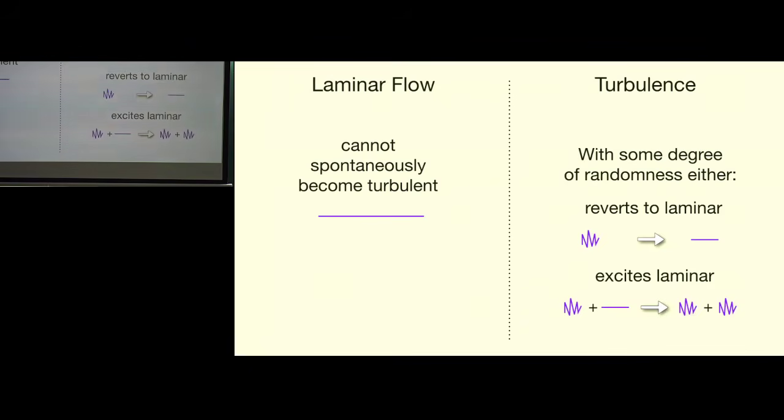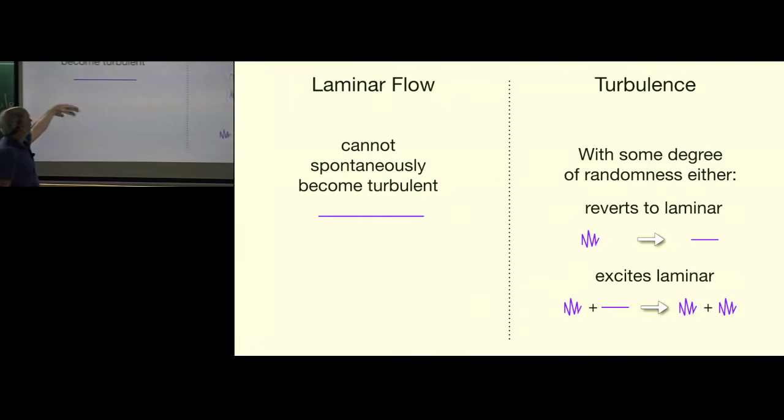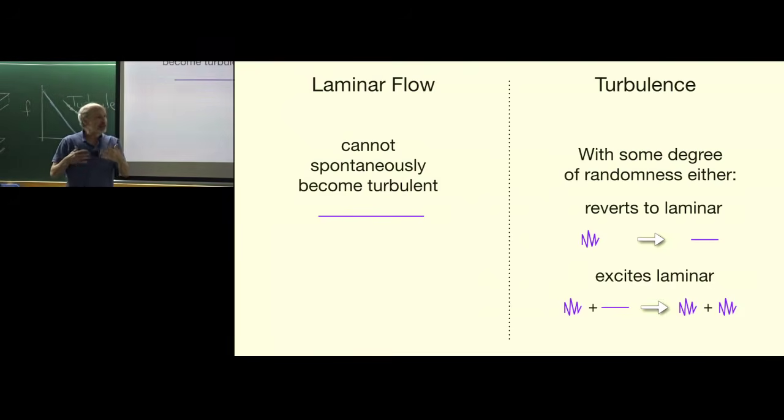And then laminar flow, on the other hand, is linearly stable. In the absence of noise and everything, it cannot spontaneously become turbulent. If you're laminar, unless you kick it, you're never going to become turbulent at these Reynolds numbers. I mean, eventually, practically any noise will drive you, but this flow cannot spontaneously become turbulent.